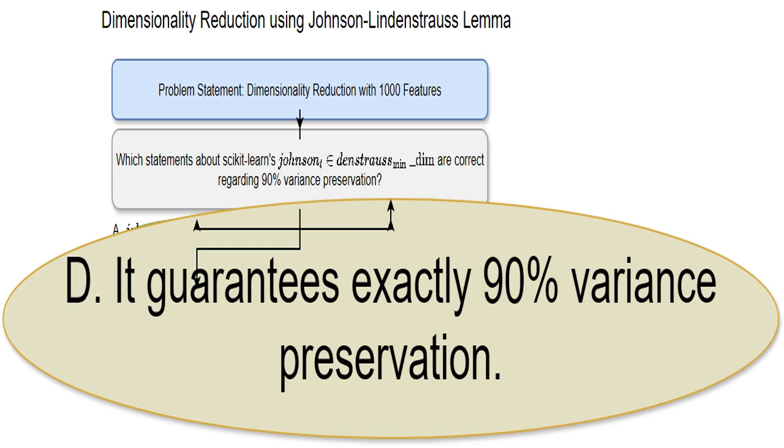Nope, this is false. The process is probabilistic, so it only approximately preserves the variance. It doesn't guarantee exactly 90%. It is a probabilistic method, and there is no certainty that we will be at 90%. It's about getting close, not hitting the target perfectly.